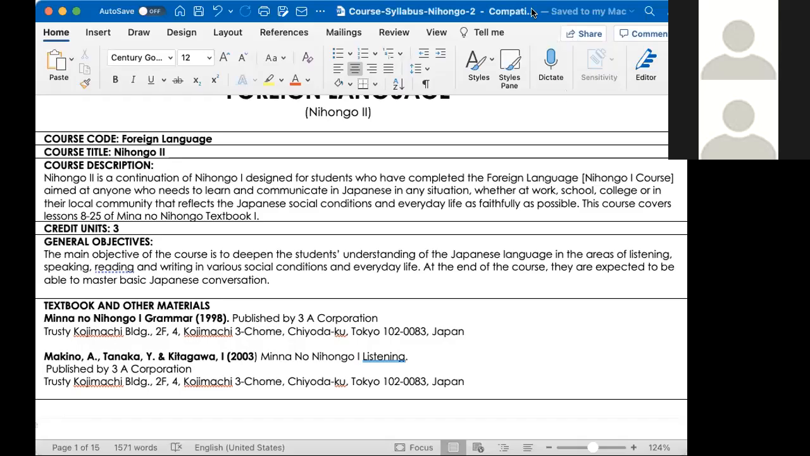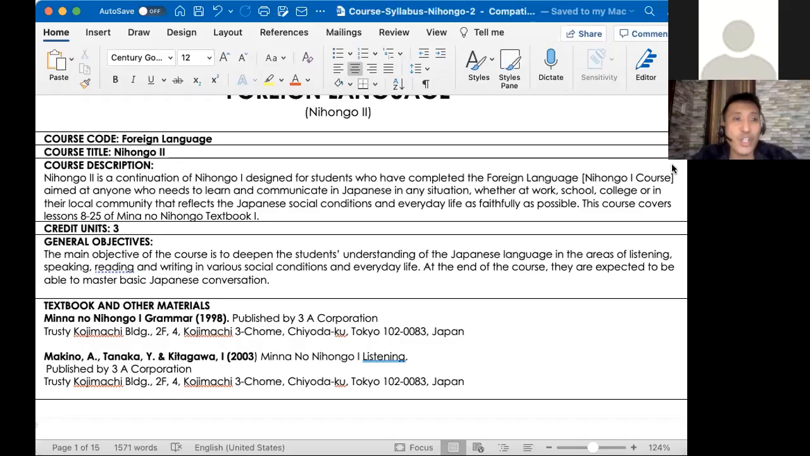Okay, so as I have mentioned, this course is intended for anyone who needs to learn and communicate in Japanese in any situation, whether at work, school, college, or in their local community, that reflects the Japanese social conditions and everyday life as faithfully as possible. And this course covers lessons 8 to 25 of Minna no Nihongo Textbook 1.